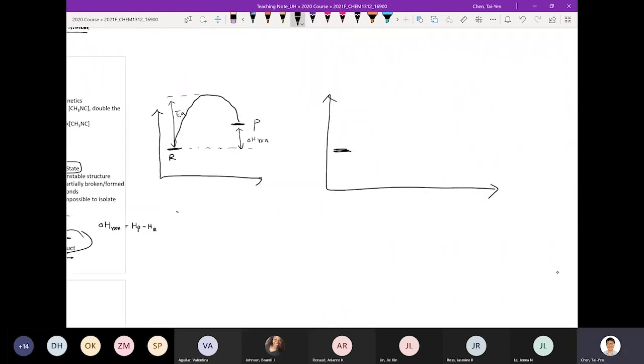Again, start from your reactant and your product. If you see a curve like this, do you know how to calculate your delta H? It's still the same, right? The energy difference between your reactant and product. This is your delta H of reaction. Where is your activation energy? The highest point, okay, so it's here to here. That is actually your Ea.